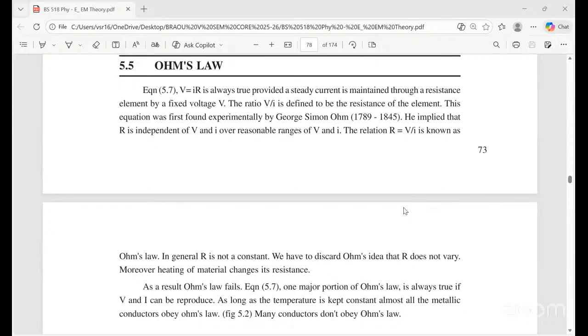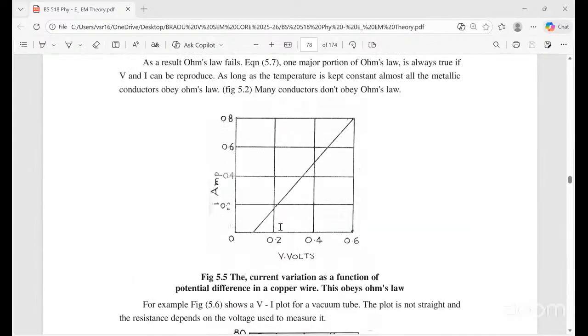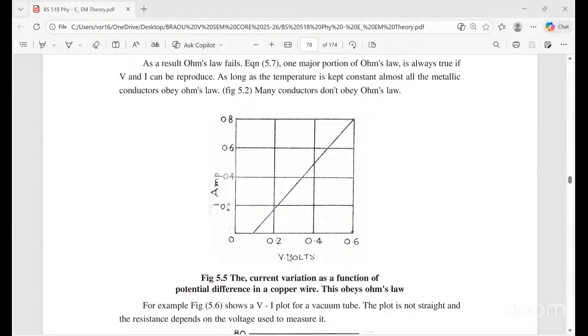So this equation, which was found by George Simon Ohm, and on his name only we are calling it and giving the unit for the resistor, is nothing but the ohm here. Okay. So here you can have voltage on the x-axis and current in ampere on the y-axis. The voltage is measured in volts and the current is measured in ampere. So exponentially, when the voltage increases, the current offers more and more.